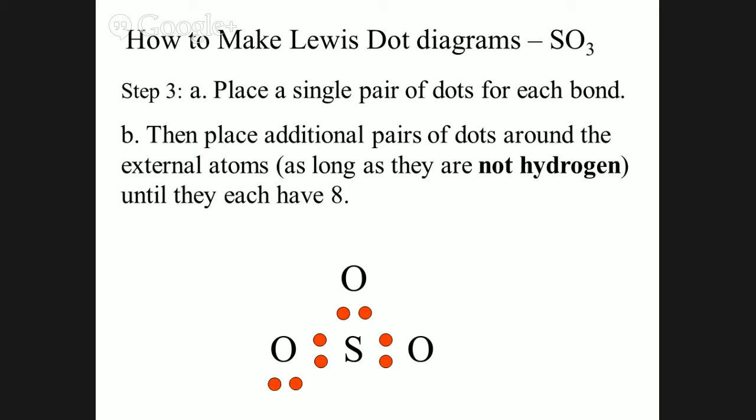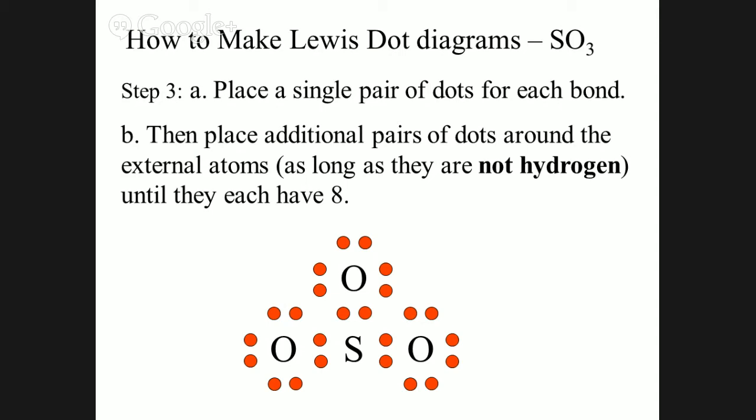So here I'm adding pairs of dots. So that oxygen now has its full octet. It has 8. Okay, now we'll go to this one. It has its 8. And finally, the last oxygen, it has its 8. And so now every oxygen, every external atom, not the central one, all the other ones, now have up to 8. Now, the only exception to this rule is if I had run out of dots.